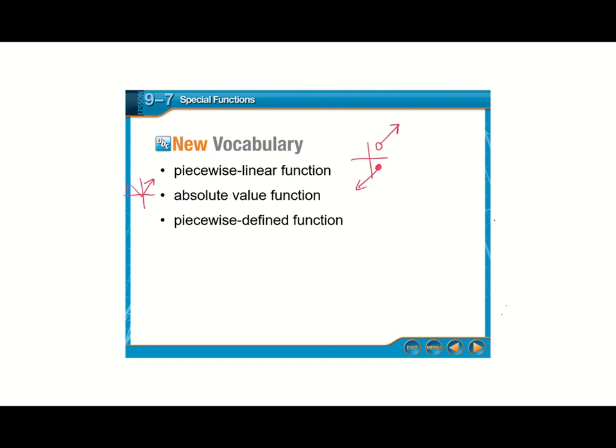An absolute value function is shaped like a V because the part of the line that would normally, if it was linear, go this way, if it continued along that, is flipped up over the x-axis so that it's not a negative value. Well, I'll explain that in a second. Piecewise defined could be any pieces of any functions put together. So the first one is piecewise linear. It's pieces of a linear function. Piecewise defined could be pieces of a quadratic function with a linear function.